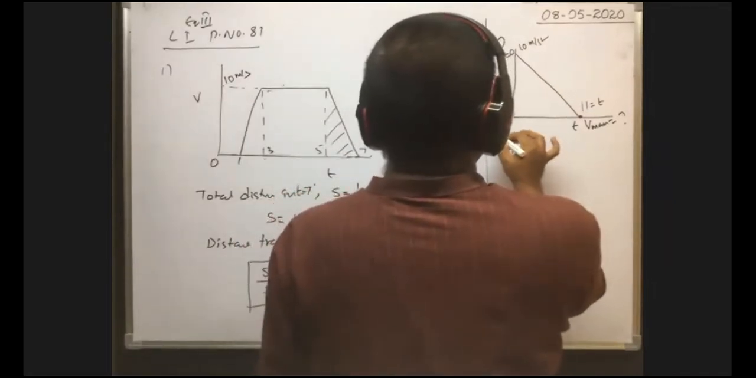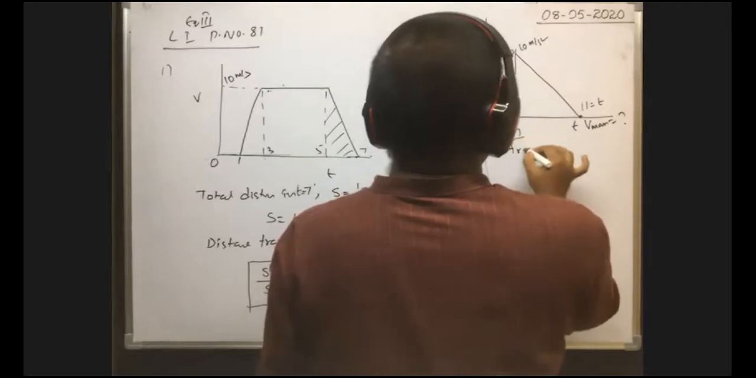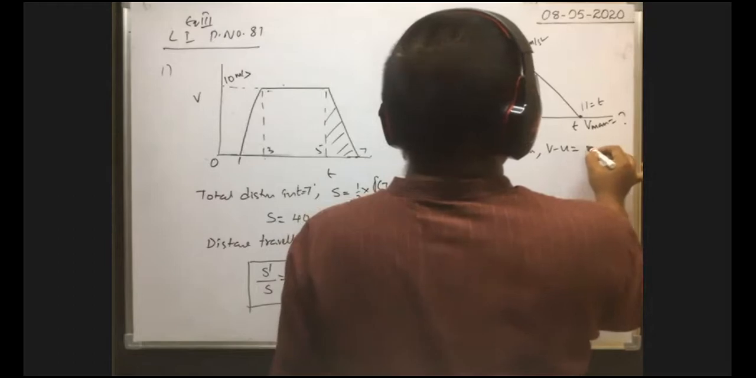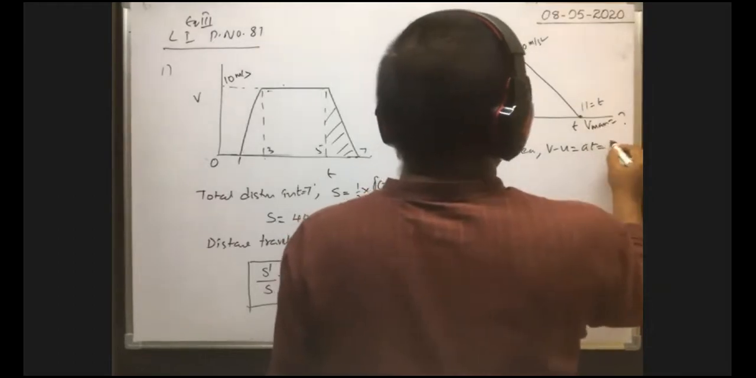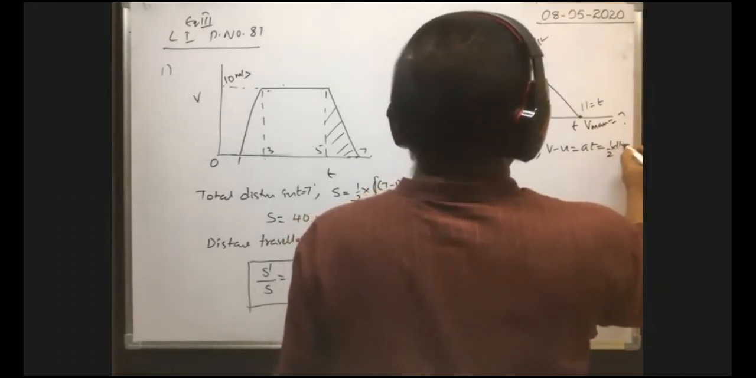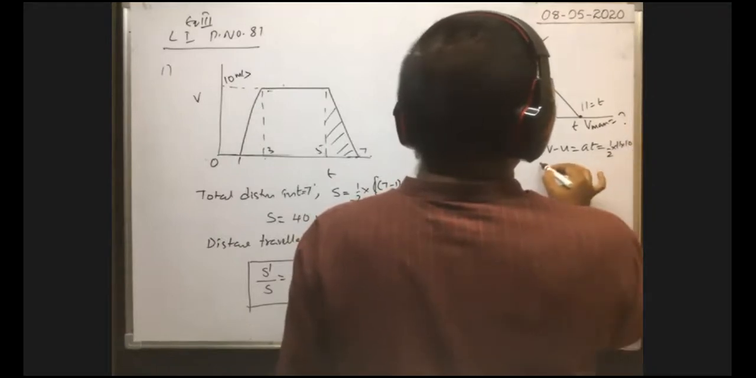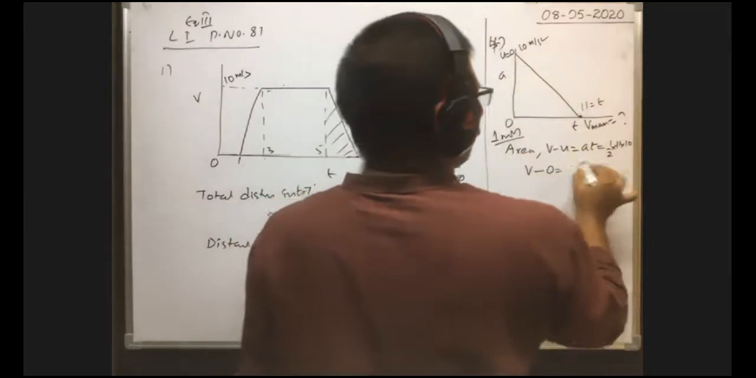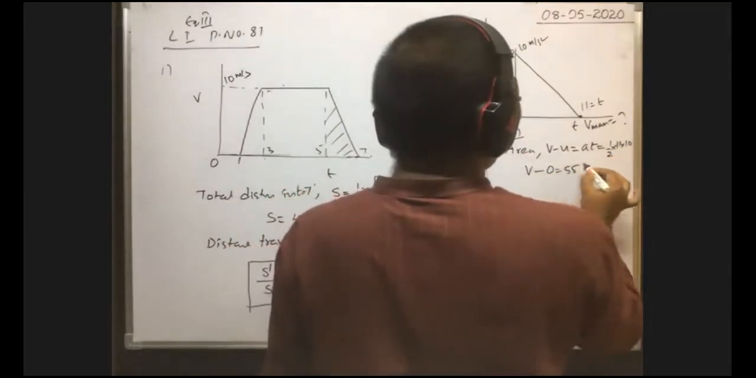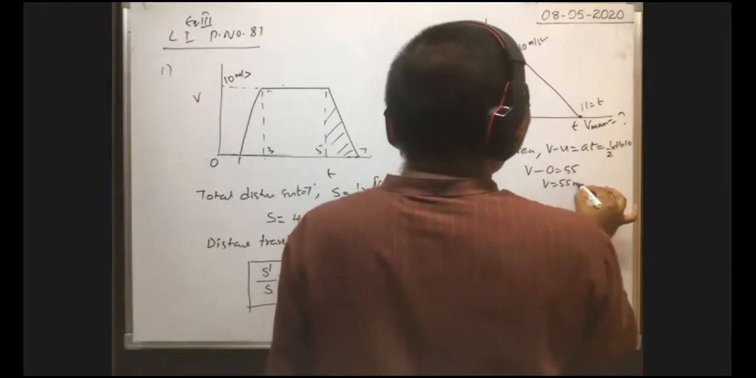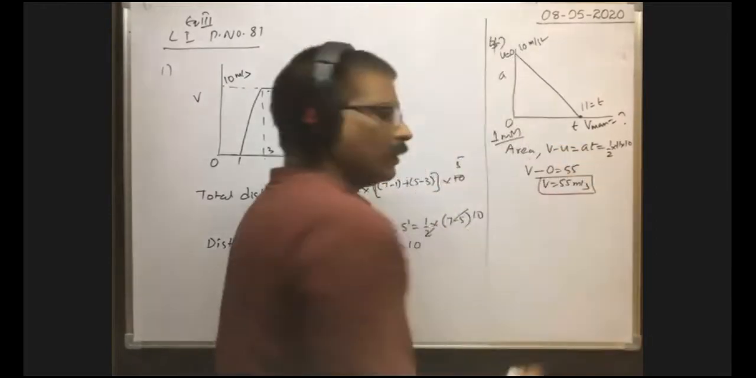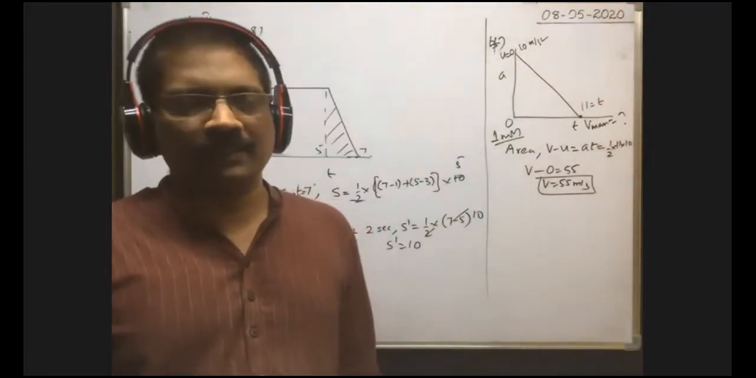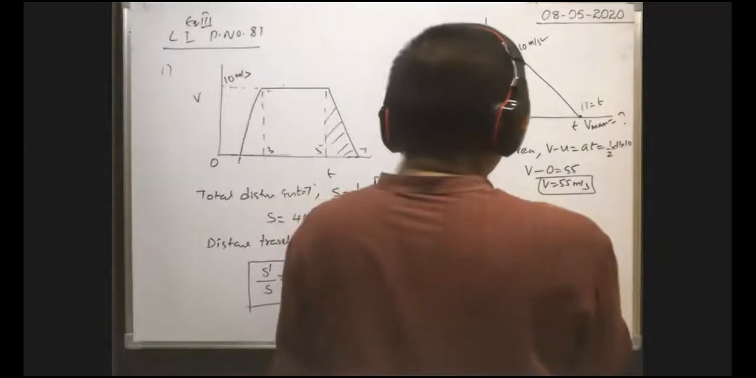First method is area. Area under graph is equal to v minus u, that is equal to at, which is half into base 11 into height 10. Therefore v minus u is 55, and since initially the particle starts from rest, u is 0. Therefore v is equal to 55 meter per second. This is one method to find the final velocity of the body at t equal to 11 seconds. Another is the second method.